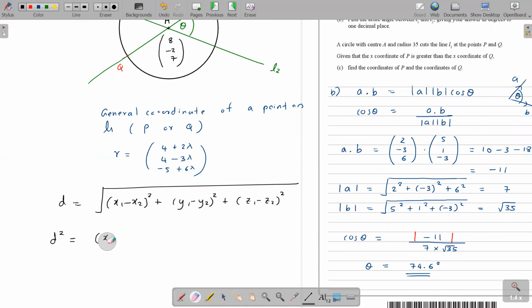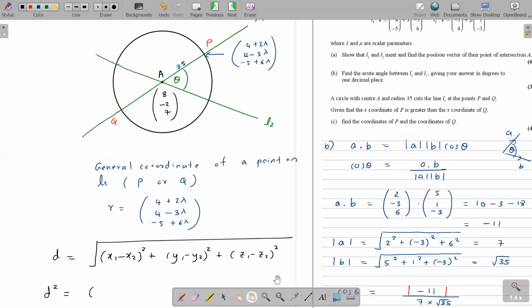D squared equals (x1 minus x2) squared. Shall we put the x1, x2 values? Who are x1 and x2? So I can say x1, y1, z1 is P. Let's take it as P, it's easier. And x2, y2, z2 as A. Are you with me? These are the two points.